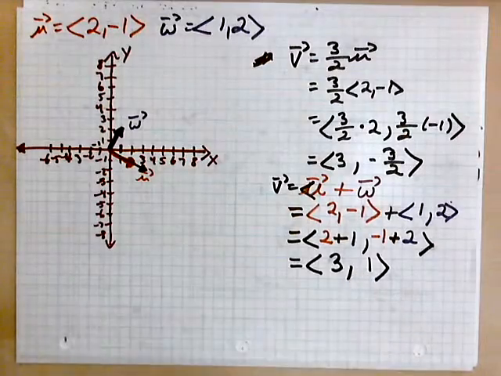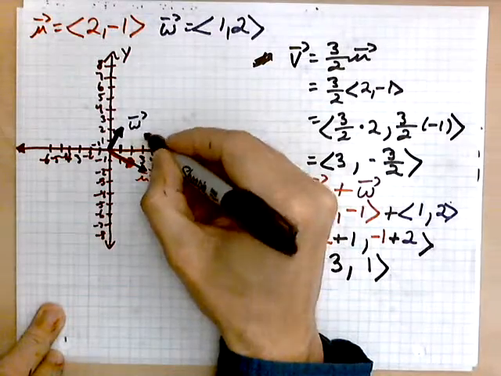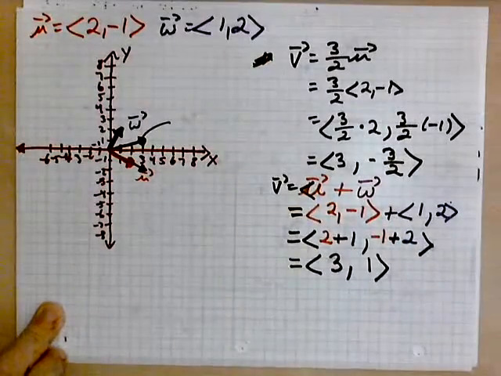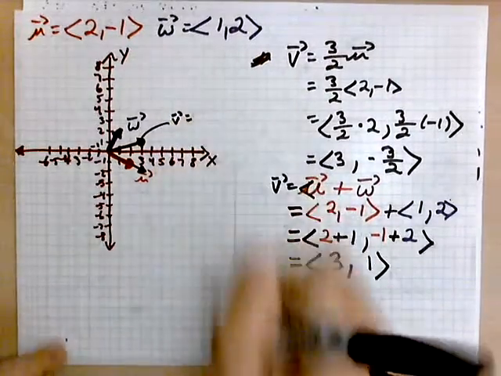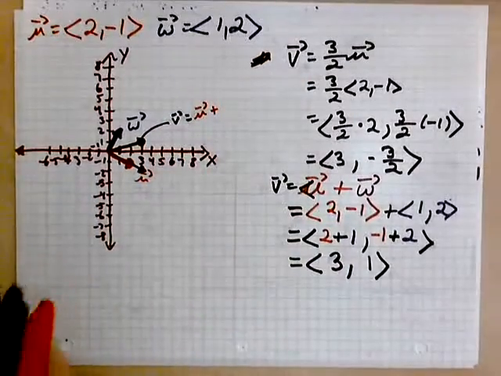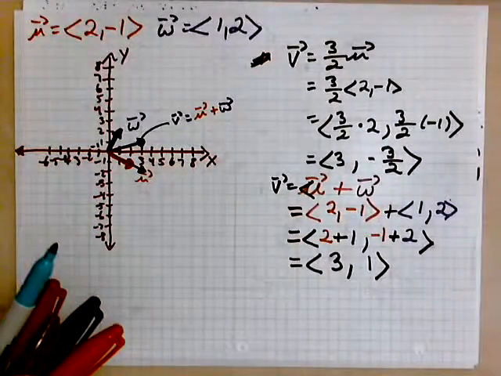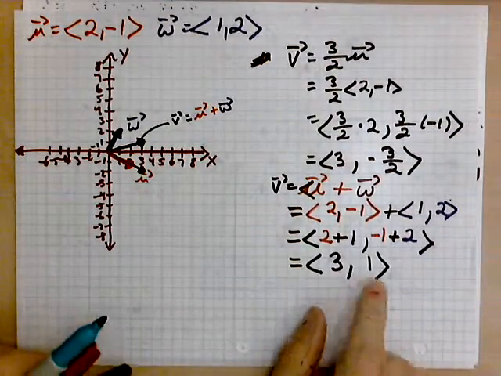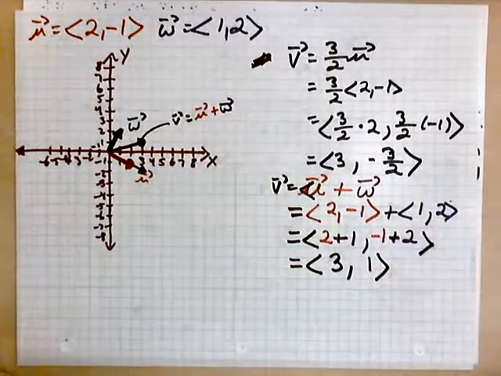So in this case we have 3, 1, so it looks like this: 3 to the right and 1 up. There we are. This vector right here, that I've just marked, is this new V. This is U plus W right there. That vector has an x component of 3 and a y component of 1. So you see that V is what we call a linear combination of these other two vectors.